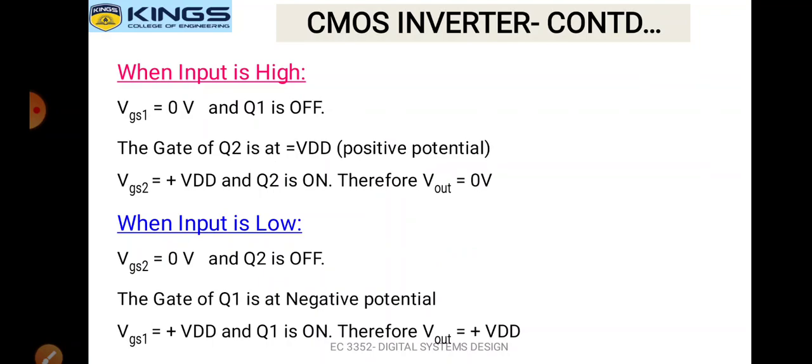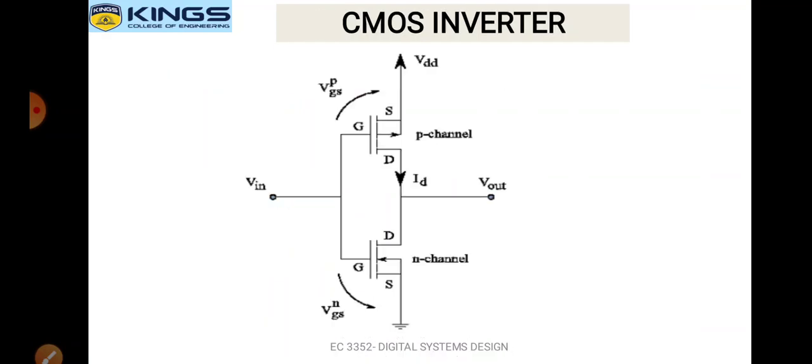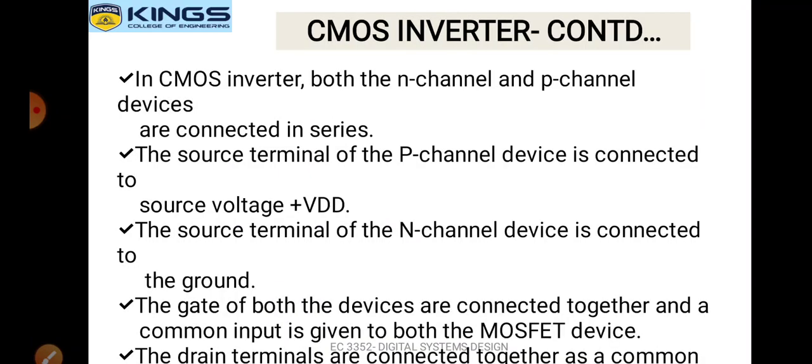So what I have told you is a simple concept. See here, when a high voltage is given, the N channel will start conducting. If the input voltage is low, the P channel will conduct.